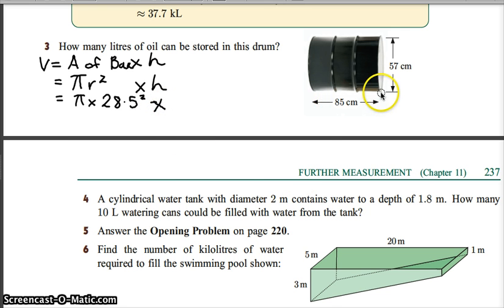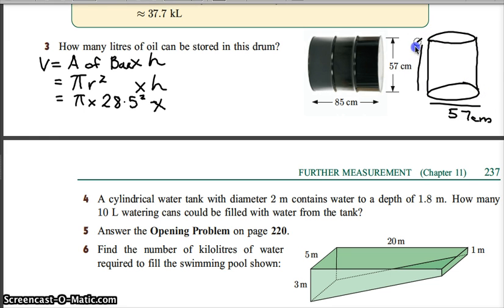Just because it's on the ground, it doesn't mean to say that's not the height. You know, if we rotated this, you've got a base of 57 and your drum of height 85. Okay, so just manipulate the diagram to serve your needs, basically. So the height therefore is 85.